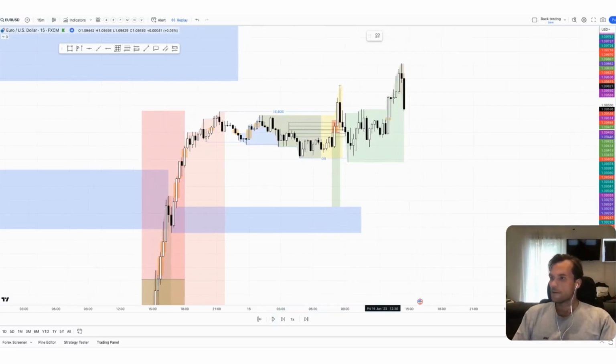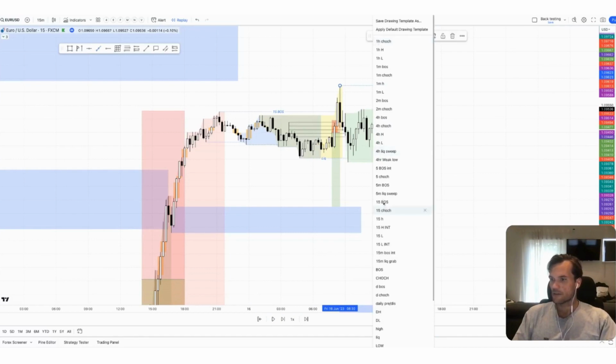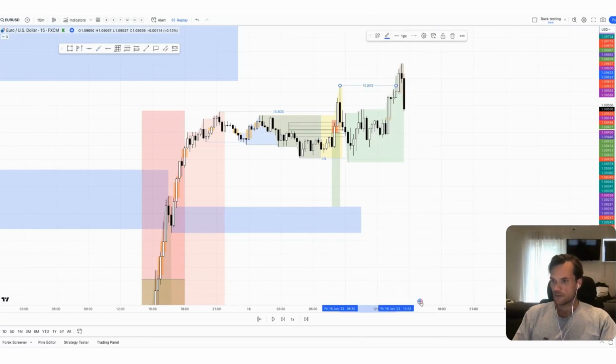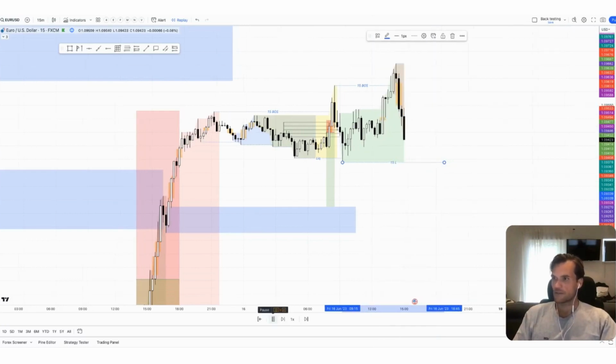Okay. Yes, we had a 15-minute break of structure. What do we got? Michigan sentiment. This is our low. I can imagine that's going to get smashed when this news happens. I don't see it holding.